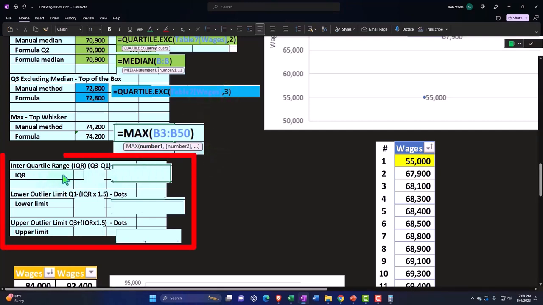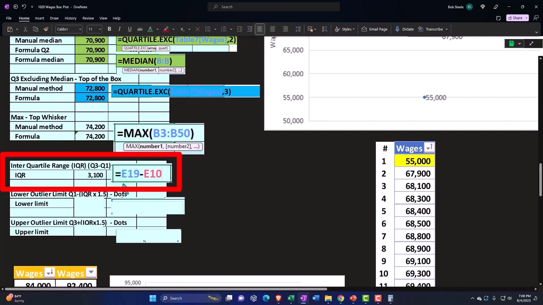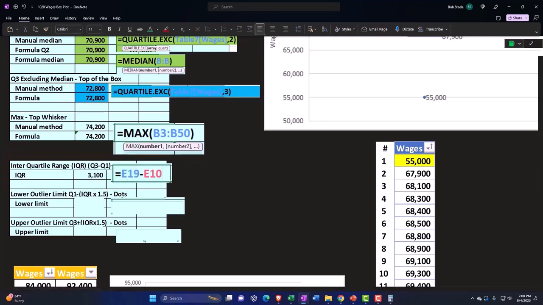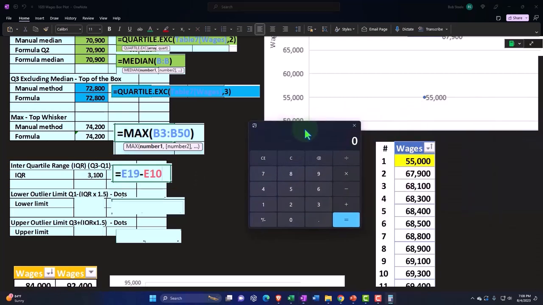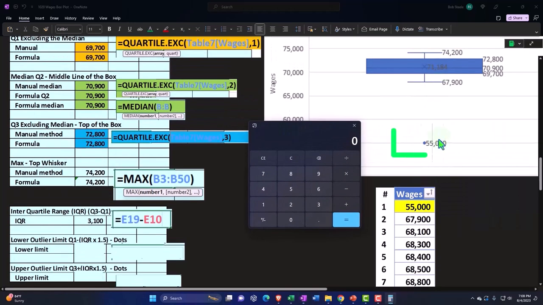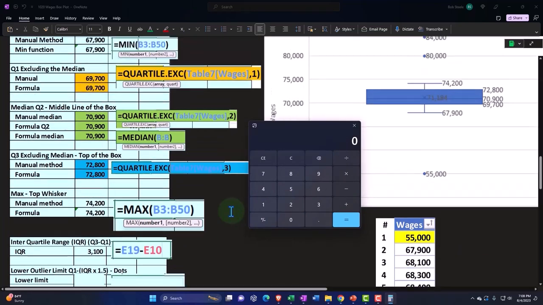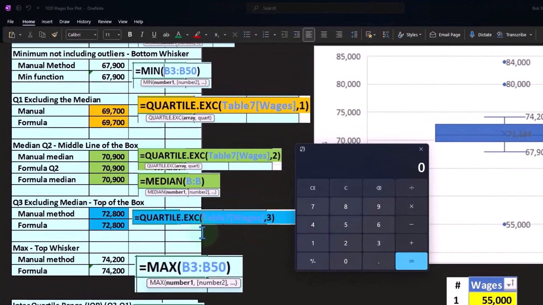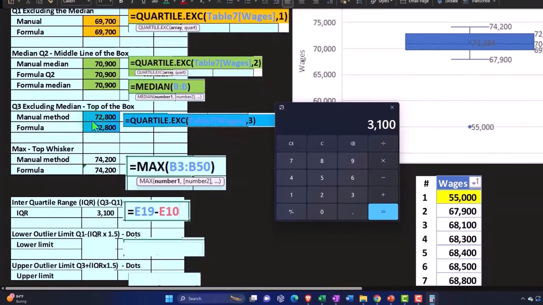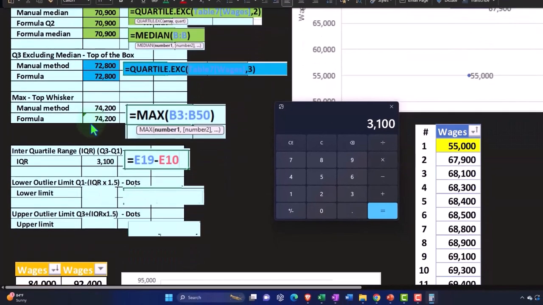So the interquartile range, this is the IQR, is going to help us to determine the outliers. We're going to just take quartile 3 minus quartile 1. So this is going to help us to determine where they're coming up with these outliers. Quartile 3 is 72800 minus quartile 1, 69700. The difference is 3100, which we're calling the interquartile range.